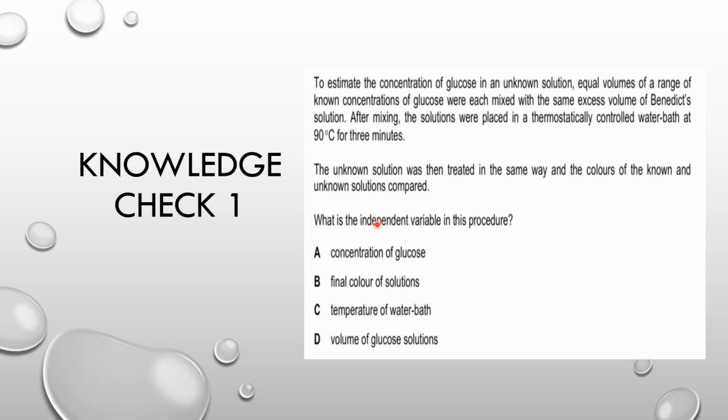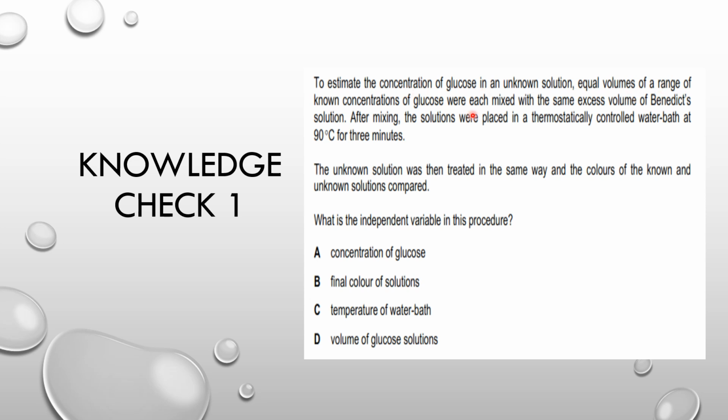The dependent variable is what you are measuring. The constant variable is what you keep constant. We call it key variables or controlled variables. So in this experiment, what were we changing? They said to estimate the concentration of glucose in an unknown solution. So we're estimating, that's why we're investigating this.